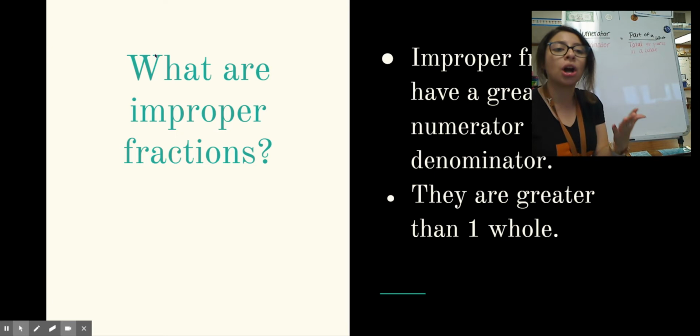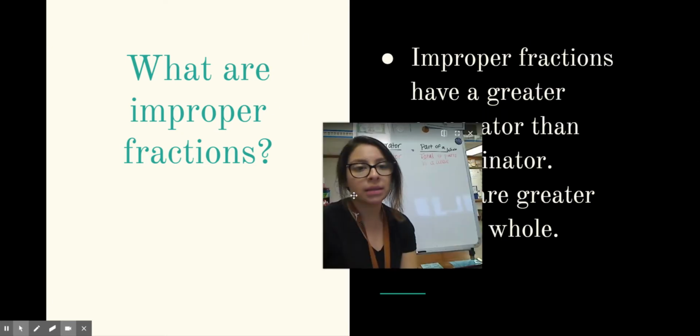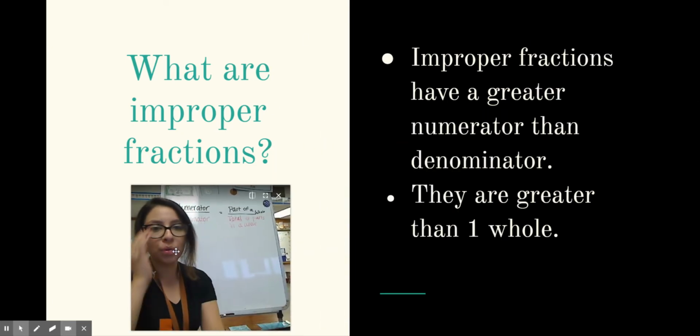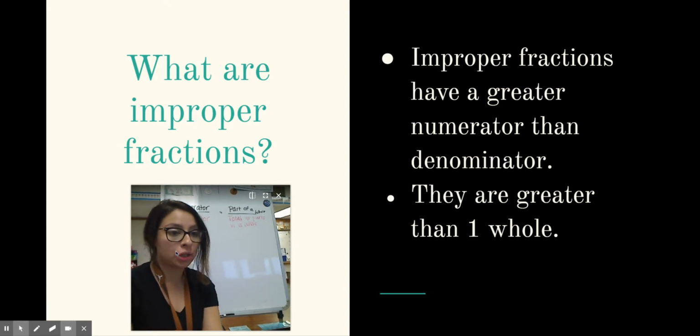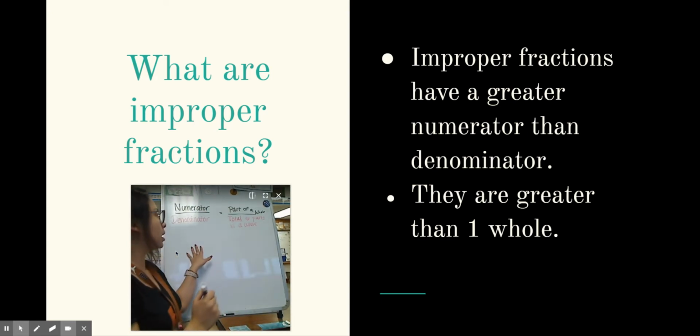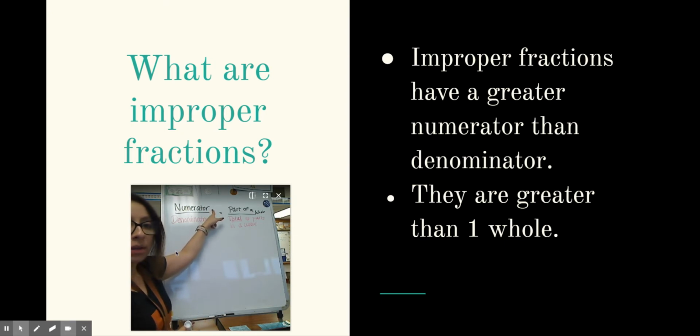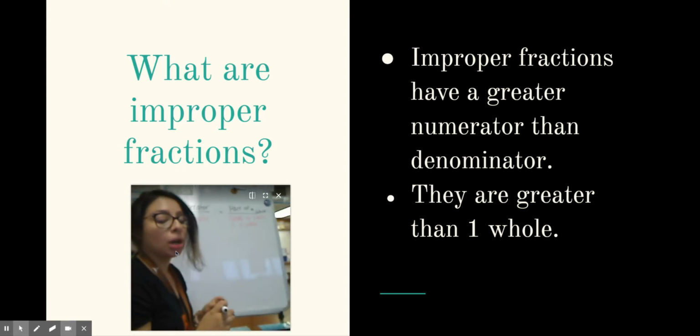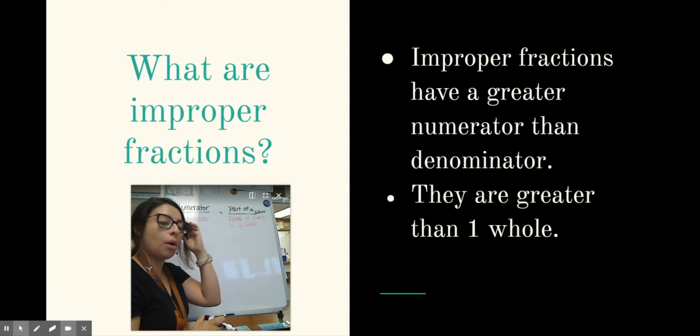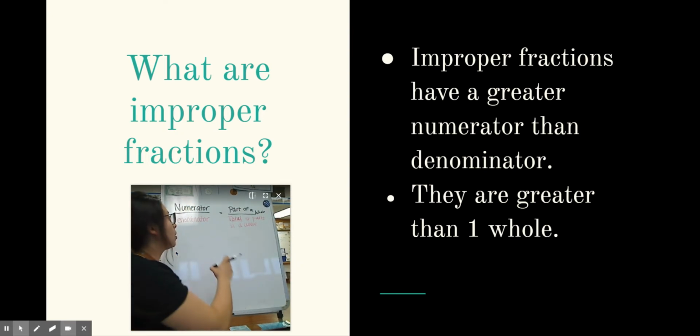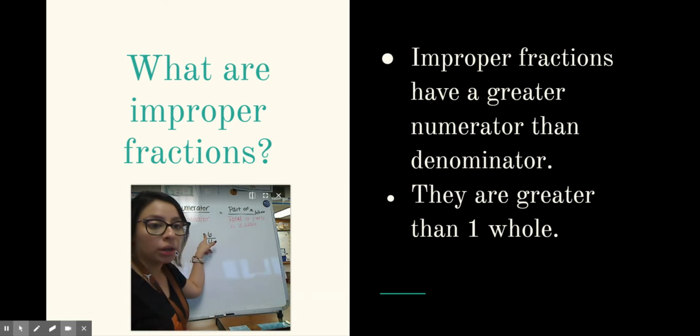Okay, so what exactly are improper fractions? Let's go ahead and move me, so we can see that. Improper fractions have a greater numerator than denominator. So if we're looking back over here, greater numerator means that there's going to be a bigger number in the numerator. So we have more parts going on that we're talking about. So for instance, if we have 6/4, well, our 6 is greater, our numerator is greater than our denominator.